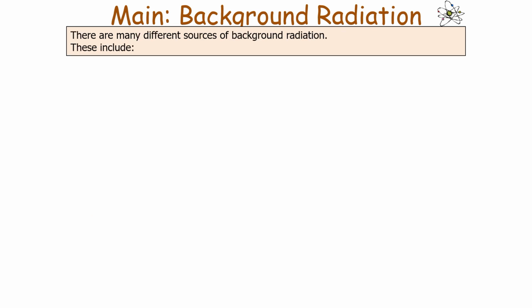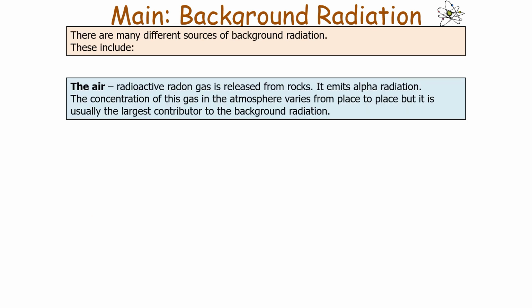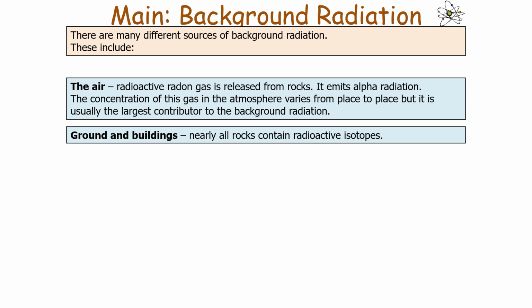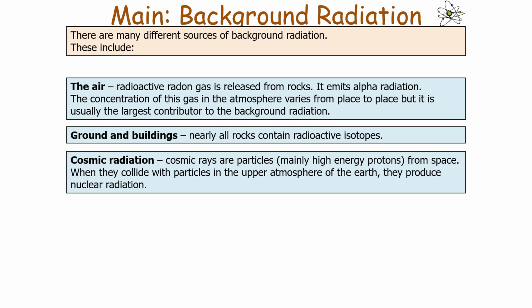So there are many different sources of background radiation, and these include firstly the air, because radioactive radon gas is released from rocks and it emits alpha radiation. The concentration of this gas in the atmosphere varies from place to place, and it's usually the largest contributor to the background radiation. It also includes ground and buildings, because nearly all rocks contain radioactive isotopes. It includes cosmic radiation, because cosmic ray particles, mainly high energy protons from space, will collide with particles in the upper atmosphere of the Earth, producing this nuclear radiation.